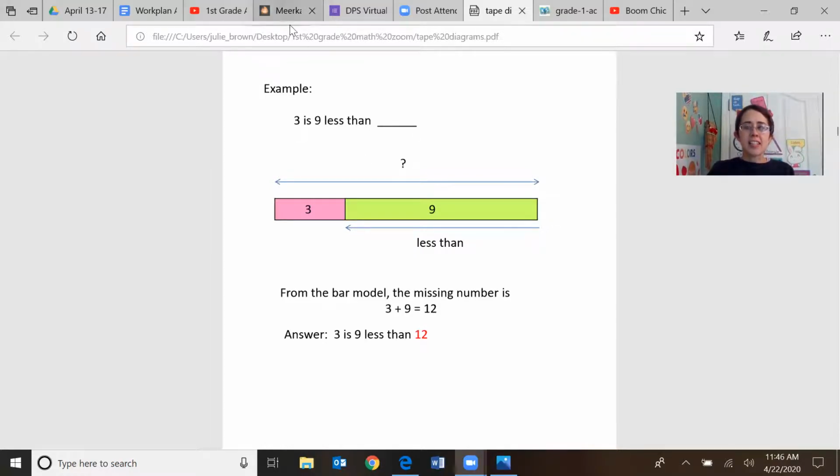Does this make sense? Let's go back up to the top and see. What was the question they wanted? 3 is 9 less than 12. So if I start with the whole of 12 and I take 9 less, I'll get 3. That does make sense. 12 and 9 less does equal 3.